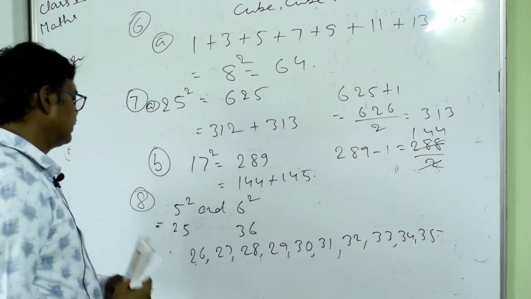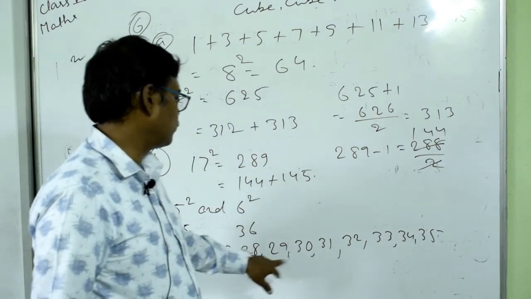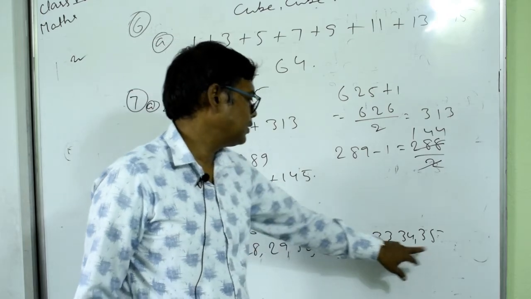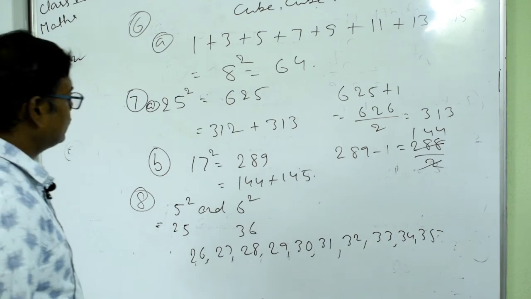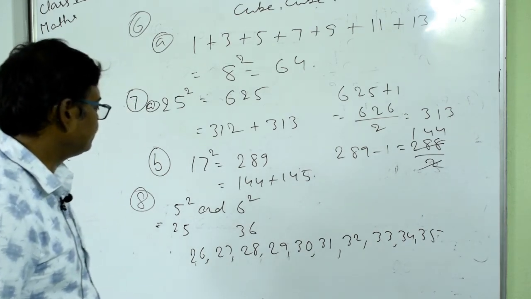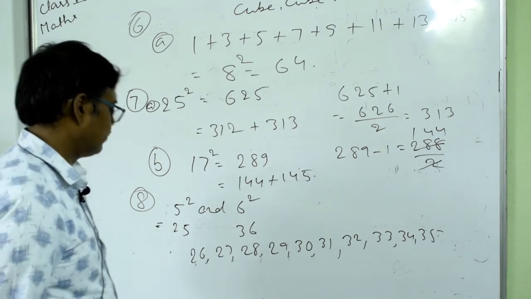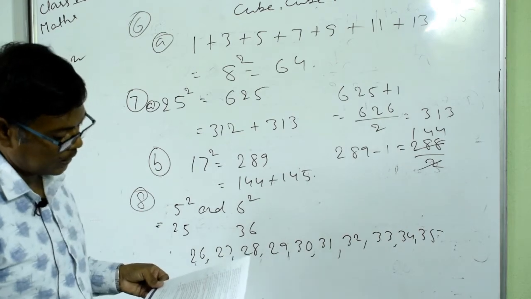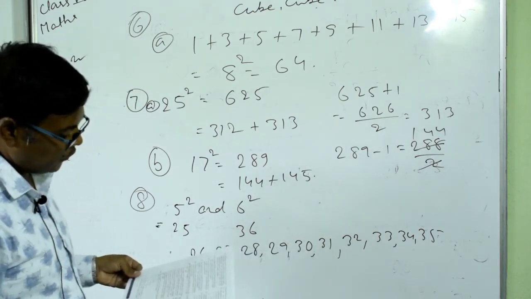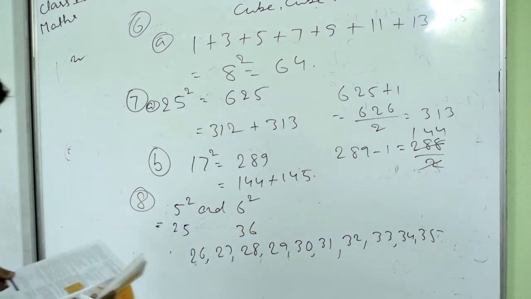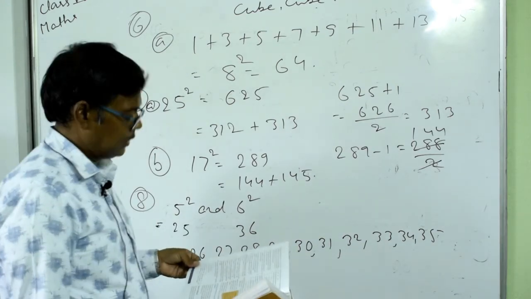So how many numbers are here? 1, 2, 3, 4, 5, 6, 7, 8, 9, 10. Okay, there are 10 numbers here. So in this way we can find the number of numbers between the two given numbers. But there is also a formula to find the numbers. So how will you find it? I think I will explain this in the next class.